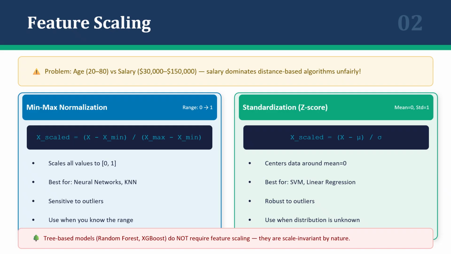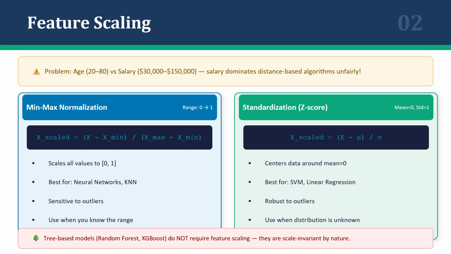Scaling. Feature scaling ensures all numerical features contribute equally to the model. Why does it matter? For example, imagine a dataset with age ranging from 20 to 80 and income ranging from 30,000 to 1,50,000. In KNN, distance is calculated between points. Without scaling, a $10,000 salary difference completely overshadows a 50-year age difference, making age nearly irrelevant.